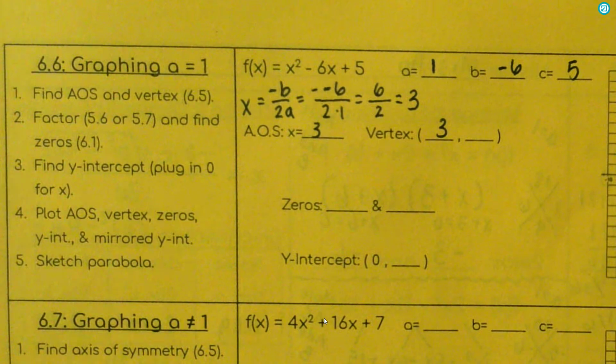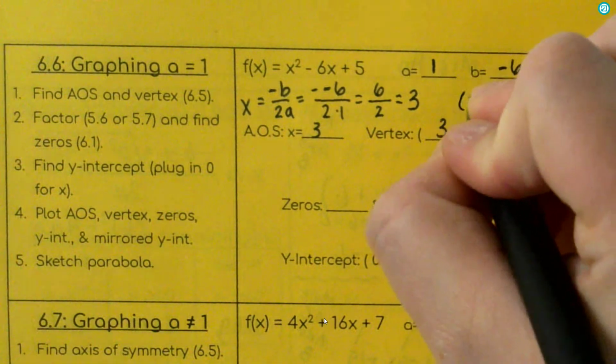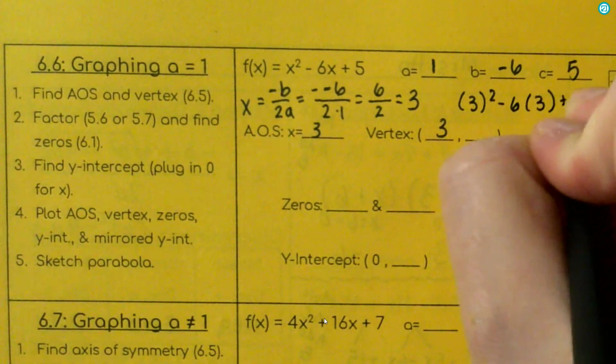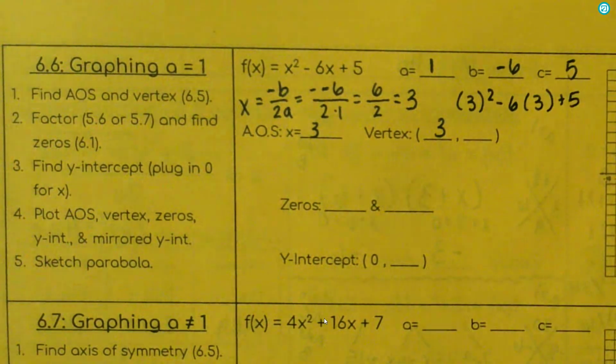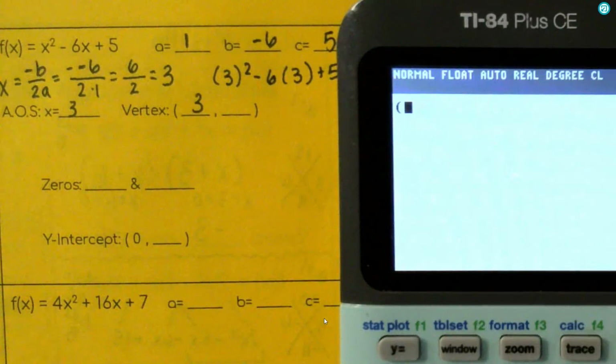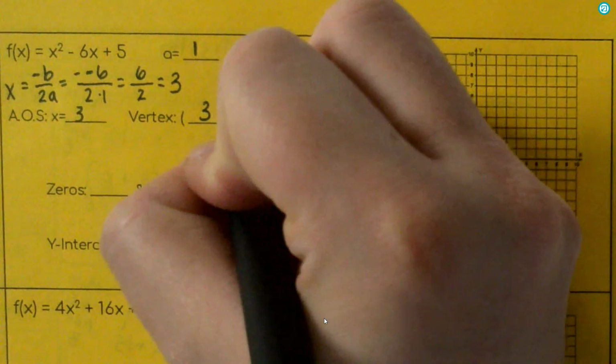To find the rest of our vertex, we would plug that 3 in. So we've got x squared minus 6x plus 5. So we're going to do 3 squared minus 6 times 3 plus 5. I'll go ahead and scoot over. So it would be 3 squared minus 6 times 3 plus 5. I get negative 4. So my vertex is at 3, negative 4.